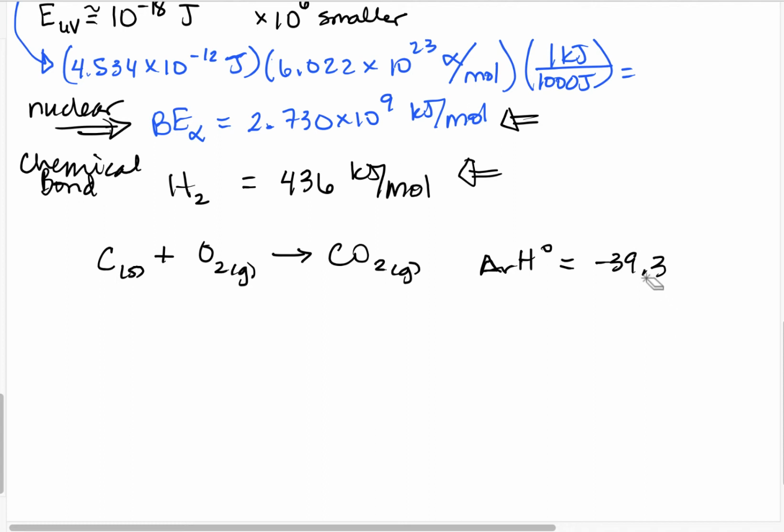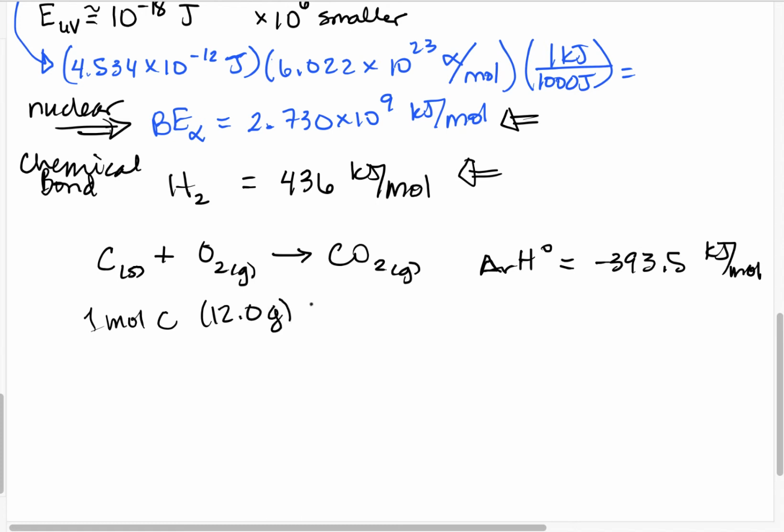I got my eyeball missing one decimal. There we go. Minus 393.5 kilojoules per mole. 1 mole of carbon, that's about 12 grams. Then we release 393.5 kilojoules. So what might happen if we release some mass defect energy?